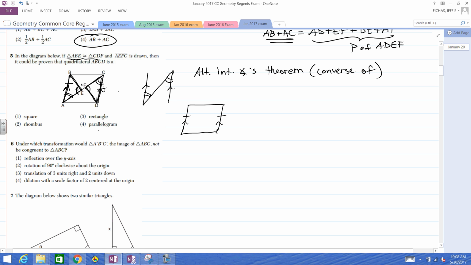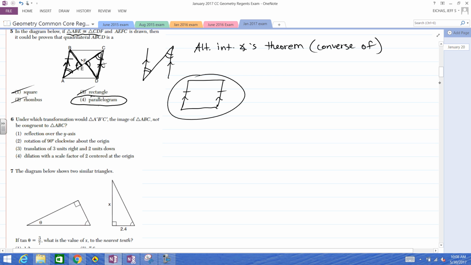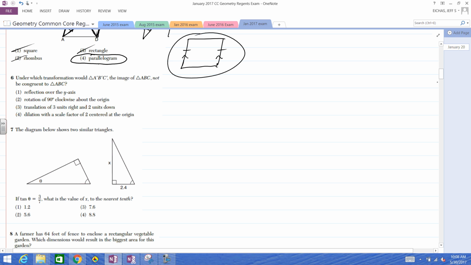So these are congruent. This figure must be a parallelogram at least. It could be one of these other ones, but I don't have any guarantees. So it can be proven a parallelogram. I'm not confident on any of the others, so I've just got to go with parallelogram. It's the least specific, and if they gave us something more, we could probably step it up. But that's it.